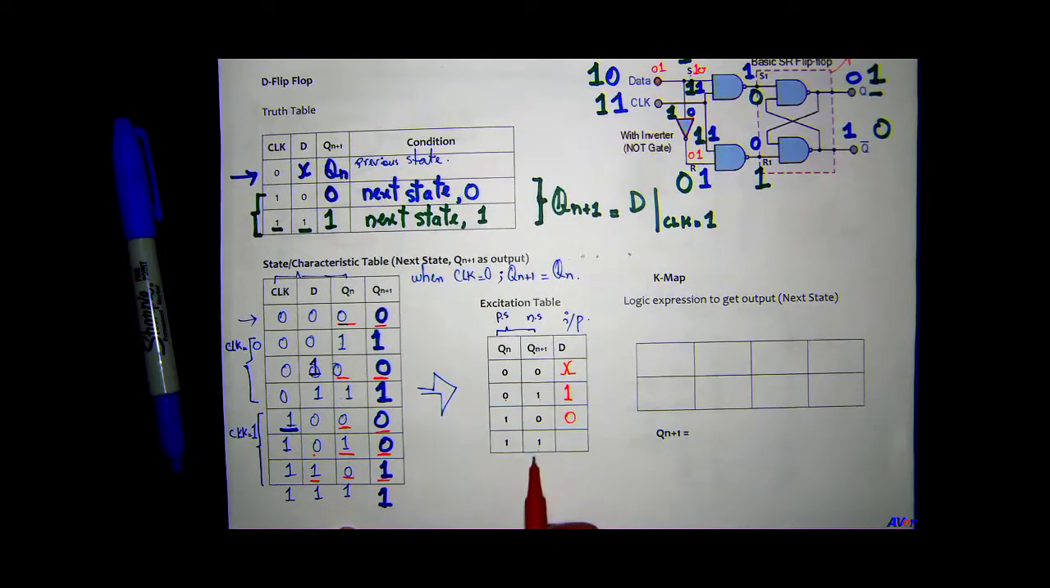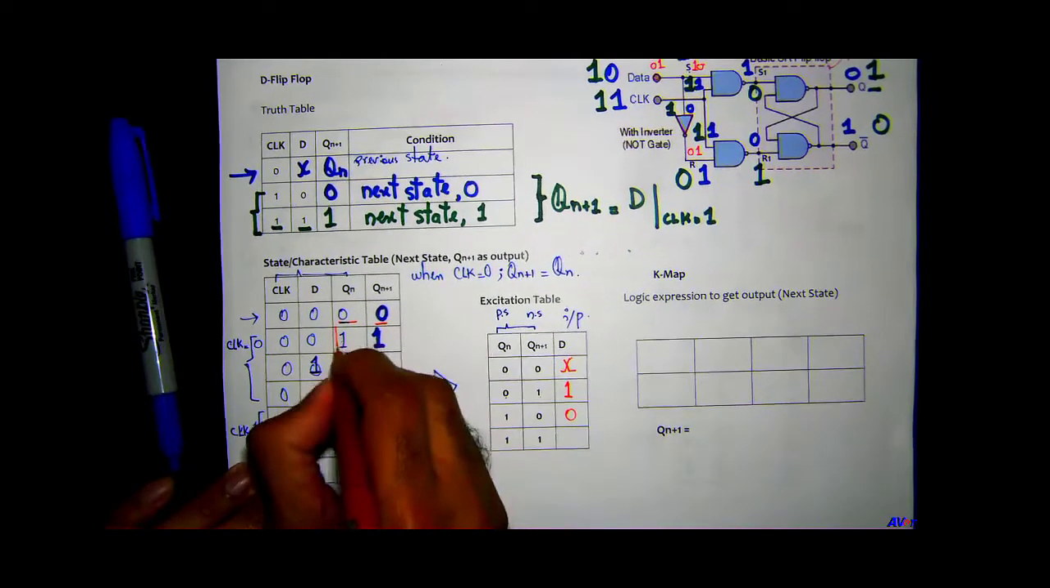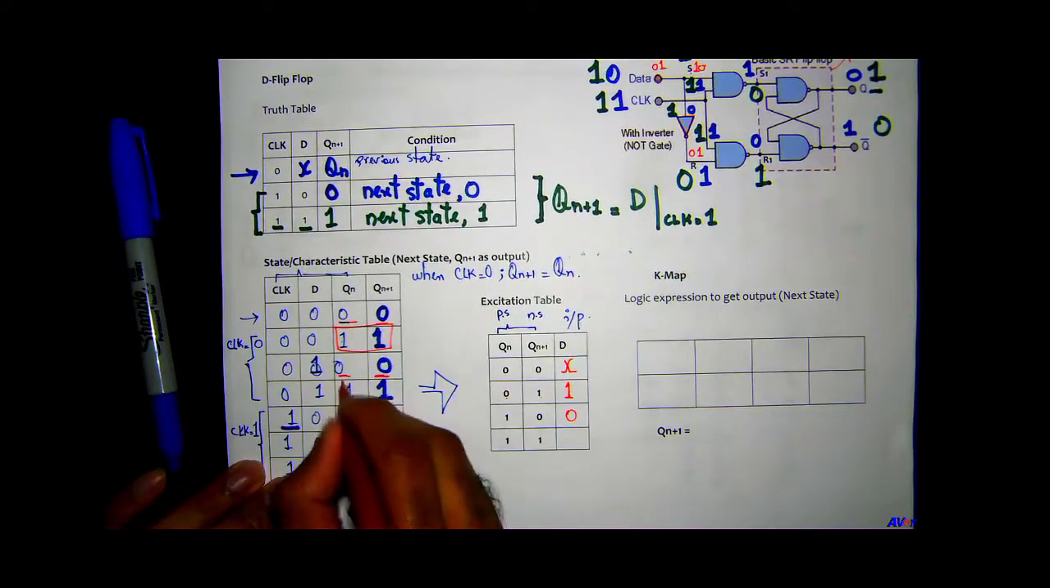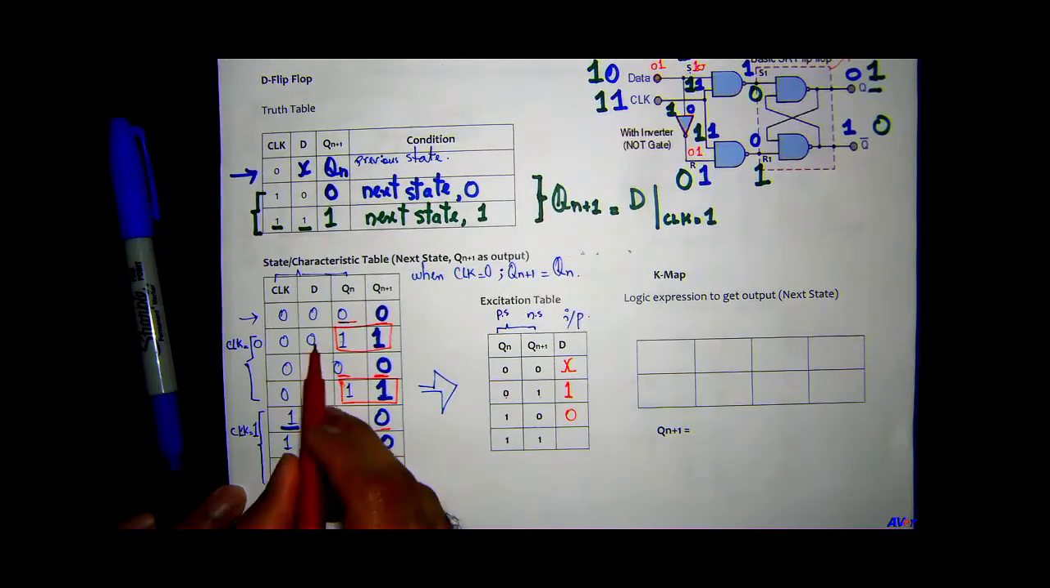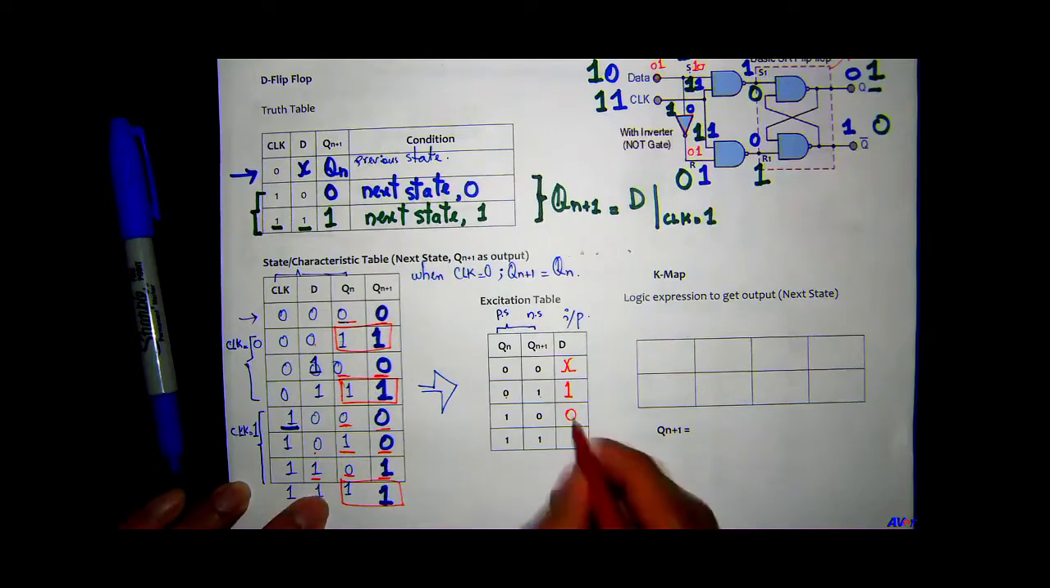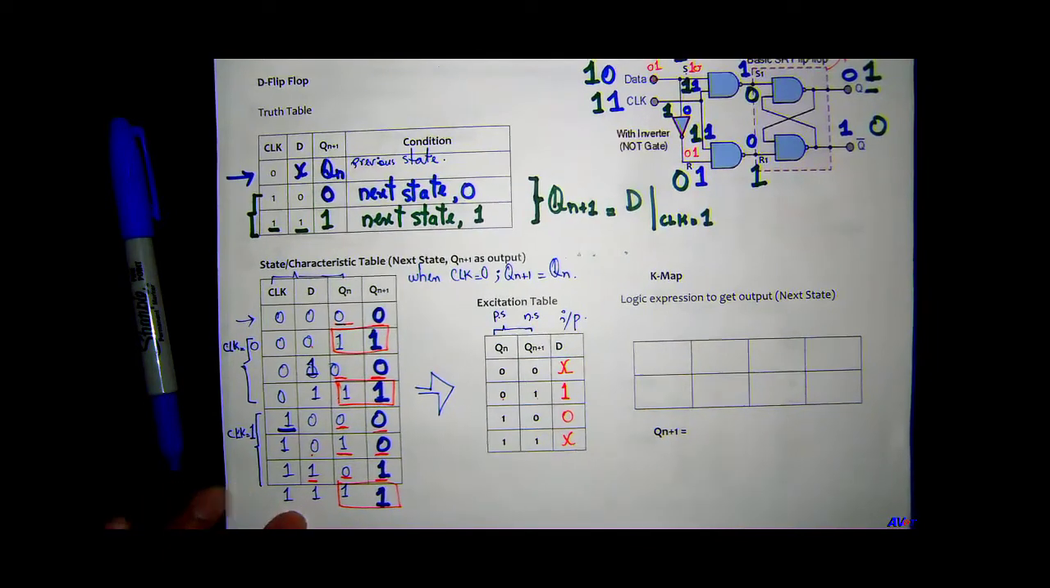Qn is 1, Qn plus 1 is 1, present state and next state both are high. So we got one instance over here, then one instance over here, and then one instance over here. Let's look at D. D is 0 here, D is 1 here, D is 1 here. So don't care. It could either be 0 or it could be 1.